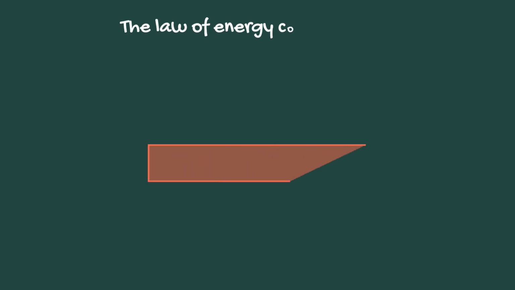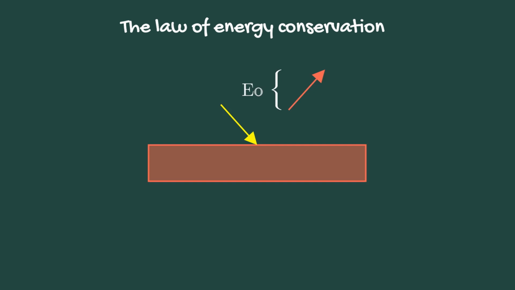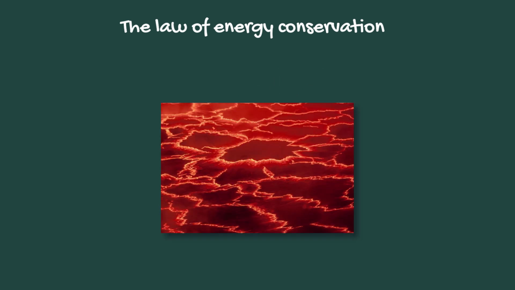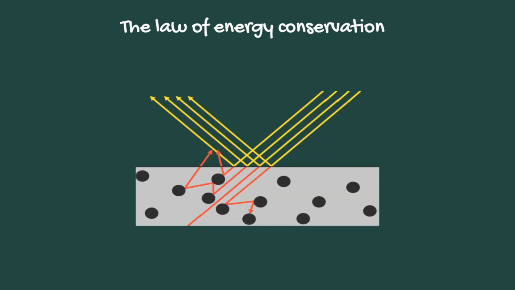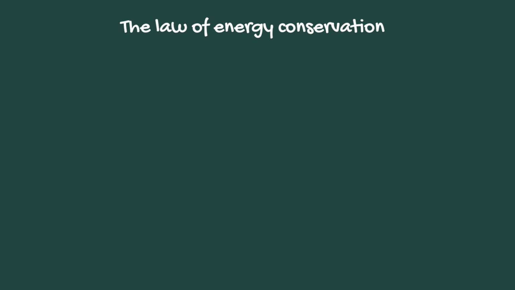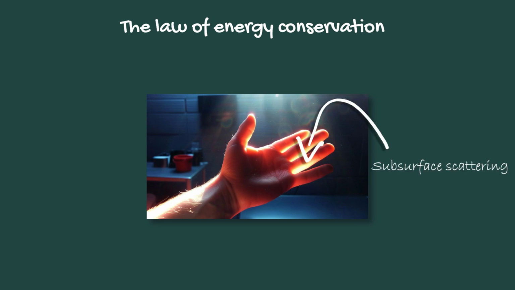For the law of energy conservation, this one states that the resulted outgoing light energy should never exceed the incoming light energy, of course excluding emissive surfaces. This makes the assumption that all refracted light gets absorbed and scattered directly after the impact with the surface, ignoring all the subsurface scattering.